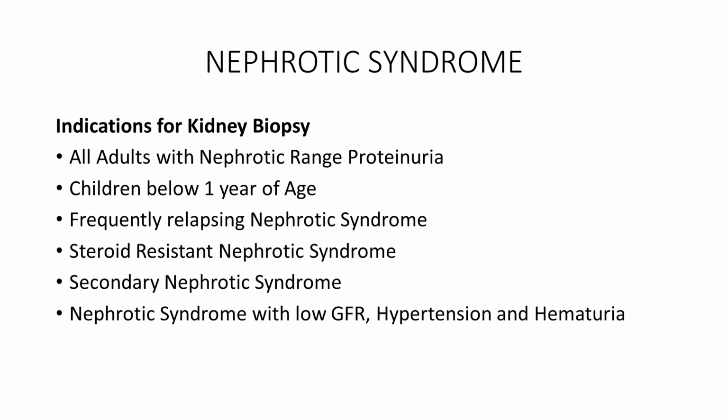Then frequently relapsing nephrotic syndrome. There is a person, you are treating him with immunosuppressive drugs and steroids for that nephrotic syndrome. The moment you stop steroids or drugs, they relapse. The nephrotic syndrome again comes. And this keeps on repeating. This is called frequently relapsing nephrotic syndrome.